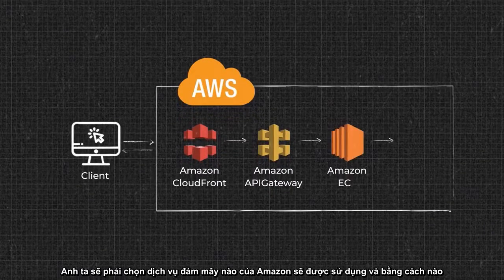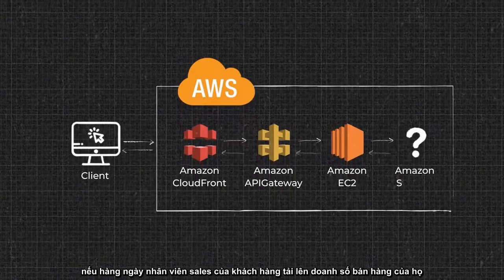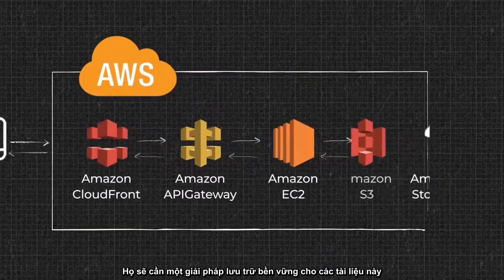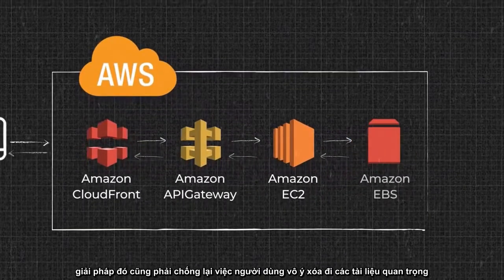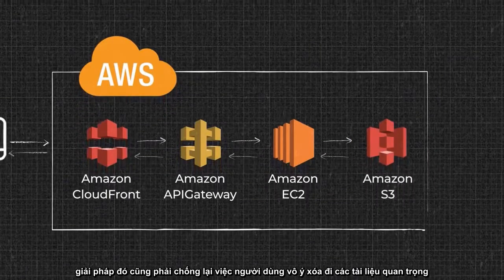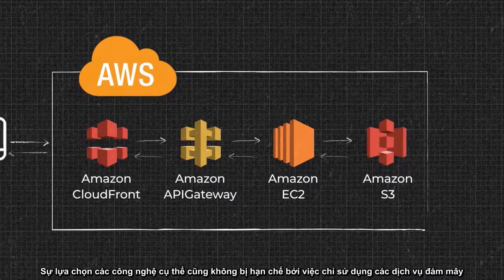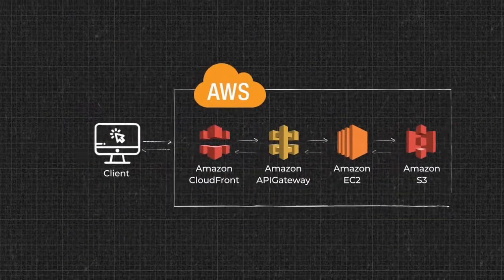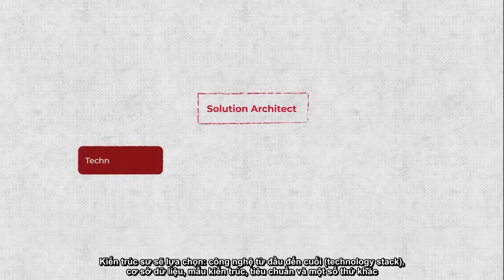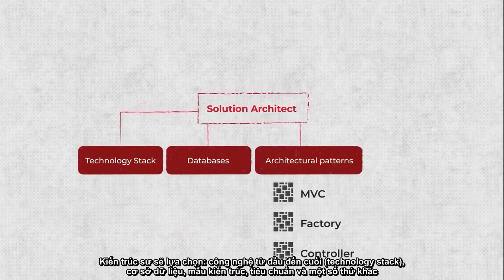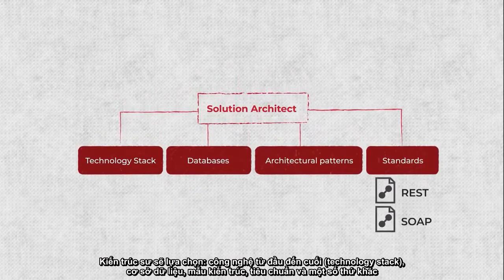an architect building an AWS-based system may need to decide which Amazon cloud service to use and how if the client's salespeople upload their sales figures daily. They need a durable storage solution for these documents that also protects against users accidentally deleting important documents. The selection of specific technologies isn't limited to cloud services only. An architect decides technology stack, databases, architectural patterns, standards, and more.